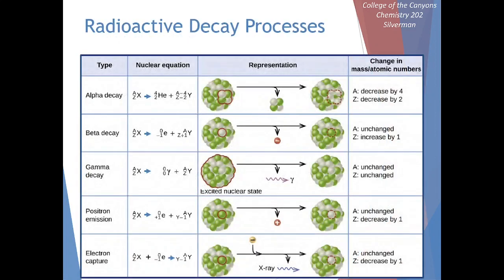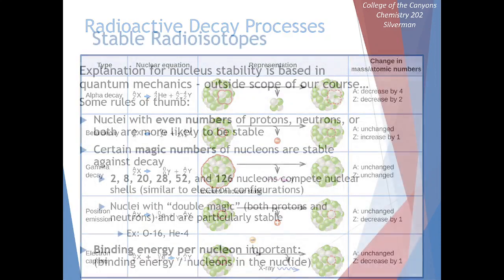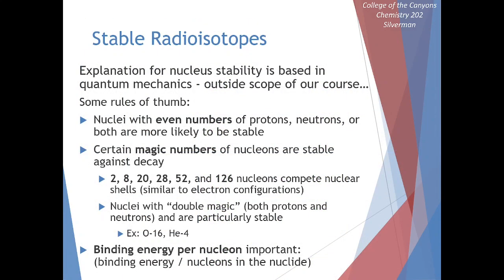In our last video, we introduced different types of radioactivity, including alpha decay, beta decay, gamma decay, positron emission, and electron capture. And we said that these processes occur when we have an unstable nucleus trying to become more stable. In this video, we'll look at, well, why are some nuclei a little bit more stable than others? And can we predict when each of these processes might happen? We can start with a few rules of thumb for when our nuclei are stable. And we'll try to revisit this at the end as well.